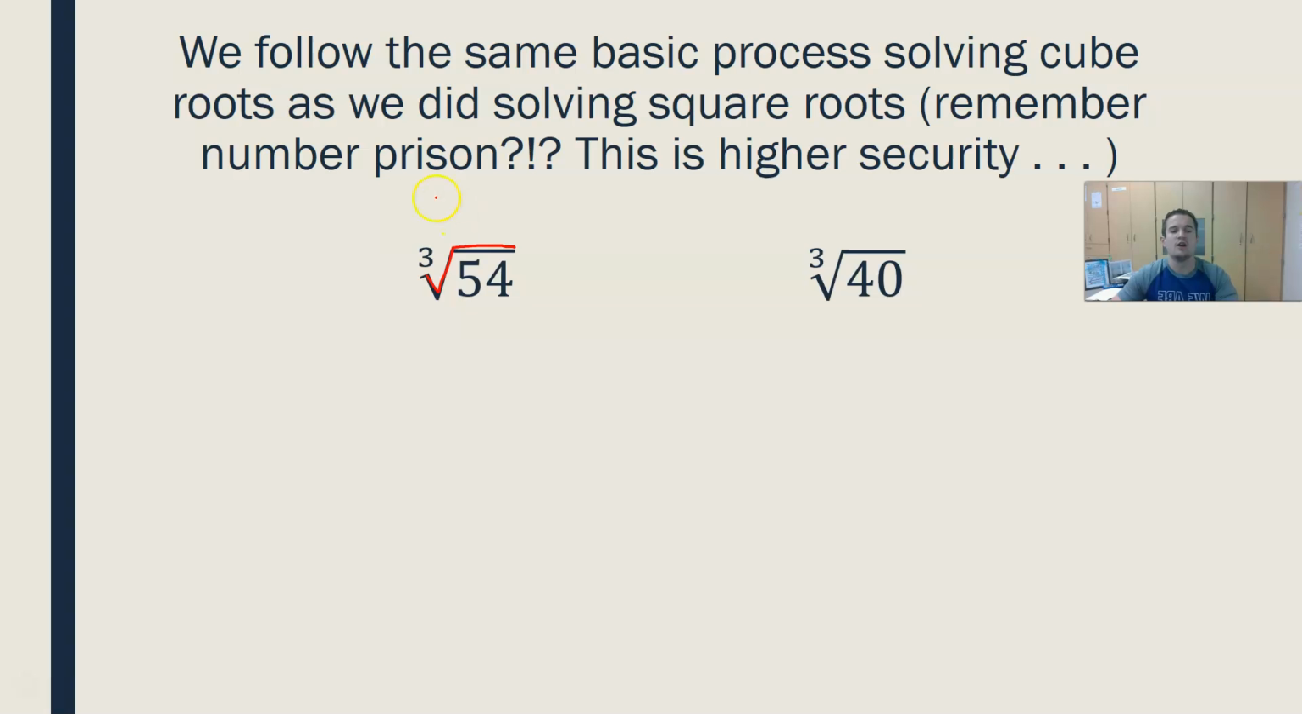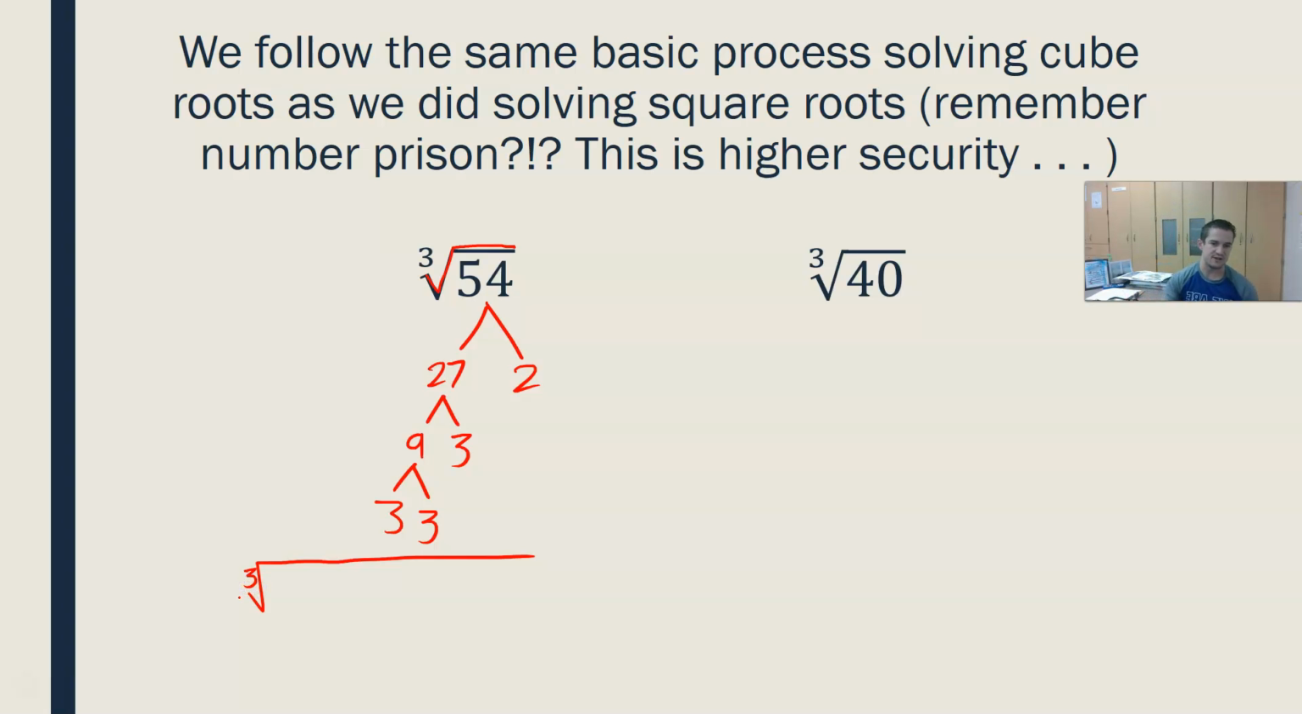I'm going to start to simplify this radical by finding the prime factors of 54. For example, 54 I could break down into 27 times 2. 27 I could break down into 9 times 3. 9 I could break down into 3 times 3. And that's as far as I could go there. So if I write all my prime factors underneath my cube root number prison, I get 3 times 3 times 3 times 2.